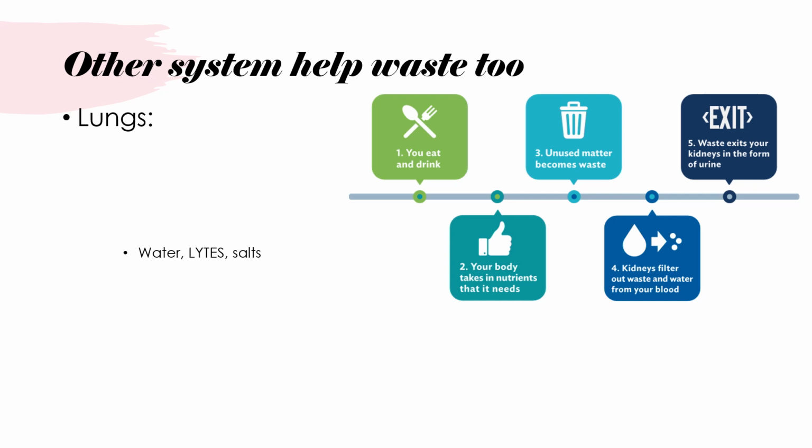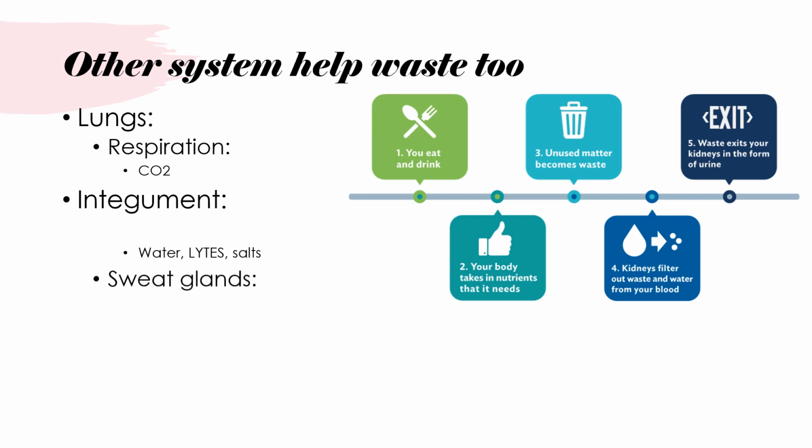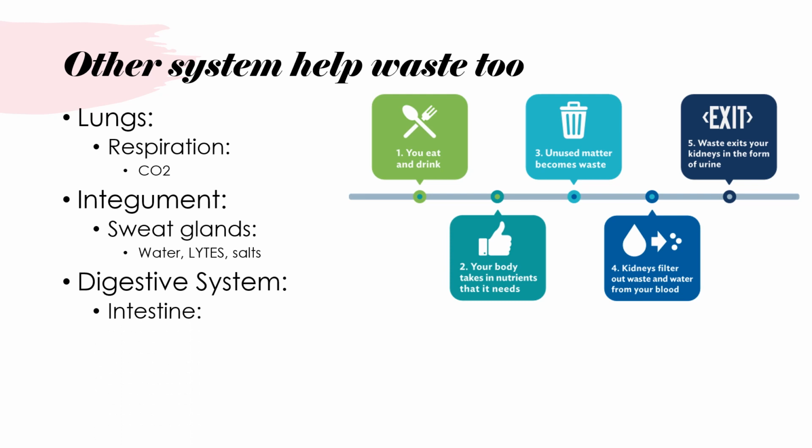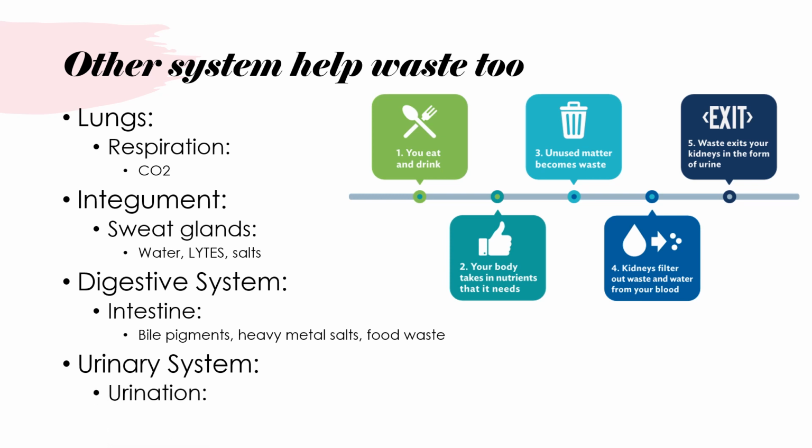So, what other systems help waste get out of our body as well? Well, remember our lungs, through respiration, are going to eliminate CO2. Our integumentary system, also known as our sweat glands or skin system, is going to help eliminate water, electrolytes, and salts. Our digestive system, like our intestines, is going to help eliminate bowel pigments, heavy metal salts, and food waste, like food waste in the colon. And then our urinary system.